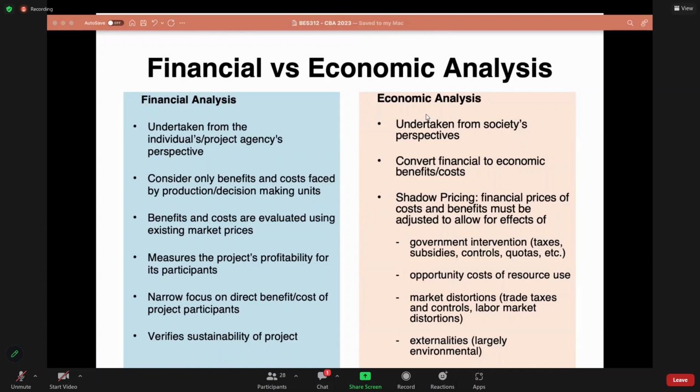So likewise, we will look at this in a bit more detail in a little bit. We use something called shadow pricing in economic analysis to adjust these financial prices to reflect the total costs and benefits to society. So in financial analysis, on the other hand, you just measure the project's profitability for its participants. As an investor, whether you're making a profit or not. So you're only focusing on the direct benefits and costs of your project participants.